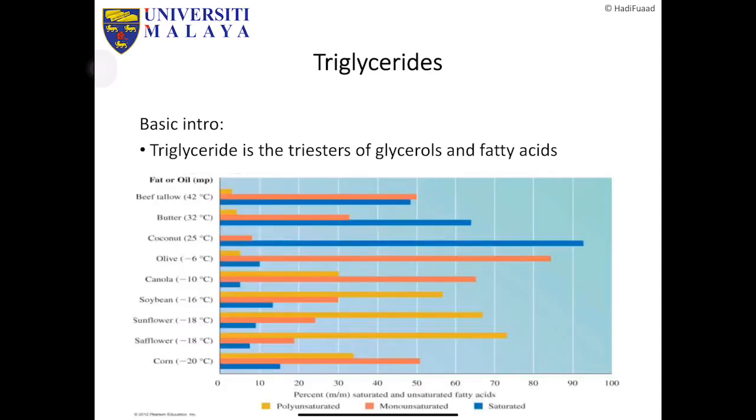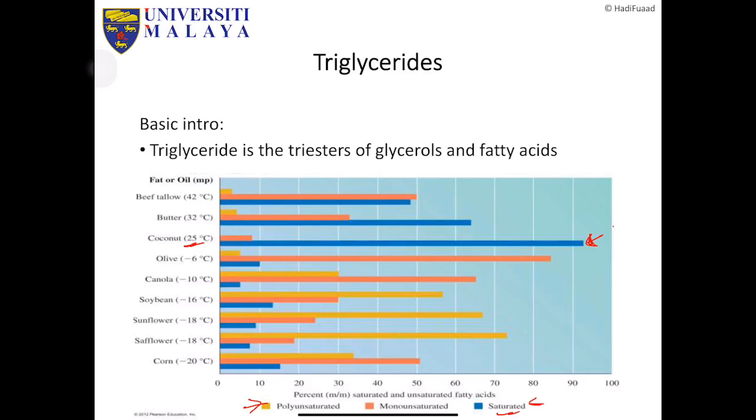These are some examples of different types of fats and oils, their melting points, and the degree of polyunsaturated, monounsaturated, and saturated fatty acid content. As you can see, if it has, for example, a very high saturated fatty acid content, the melting point is around or higher than room temperature.